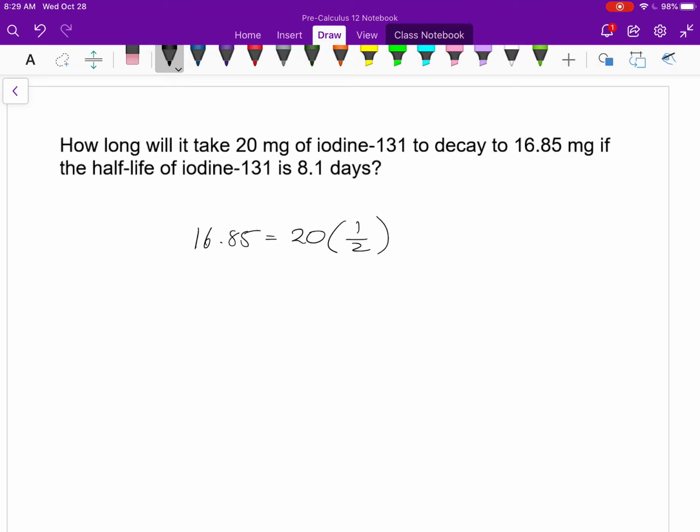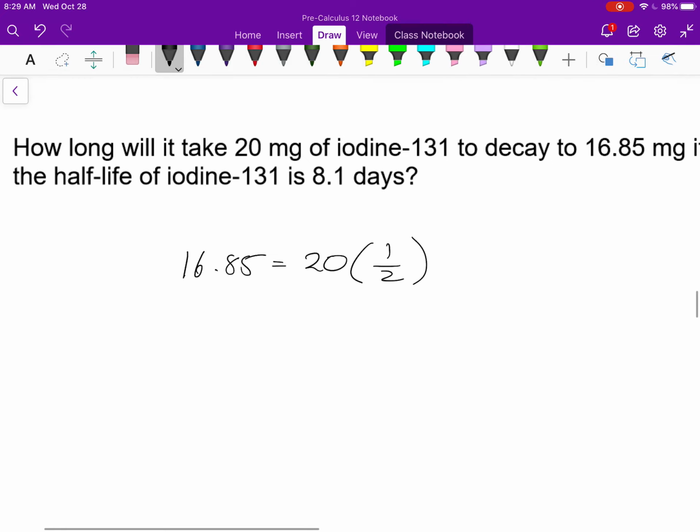It's a half-life question. So I'm telling you how long it takes for iodine to lose half its mass. And it loses half its mass not every day, every 8.1 days, which means I'll have x here. Oh, I'll put t for time again, actually. And this time my time is in days.